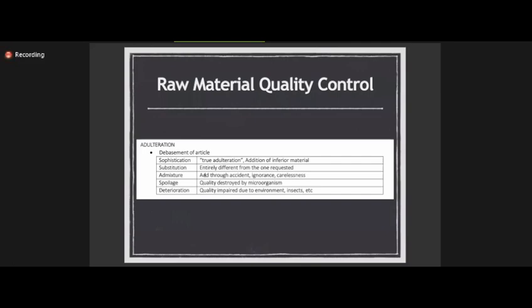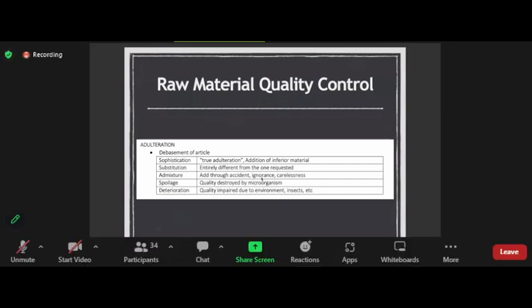Okay, next we have substitution. In the substitution class, it's really different, no? The keyword is entirely different from the one requested. You really substituted it. So instead of methyl cellulose, you used carboxymethyl cellulose. Entirely different from the one requested. And then we have admixture. In admixture, the keyword is accident. You did not intend to do it, but because of carelessness or an accident, it got added.